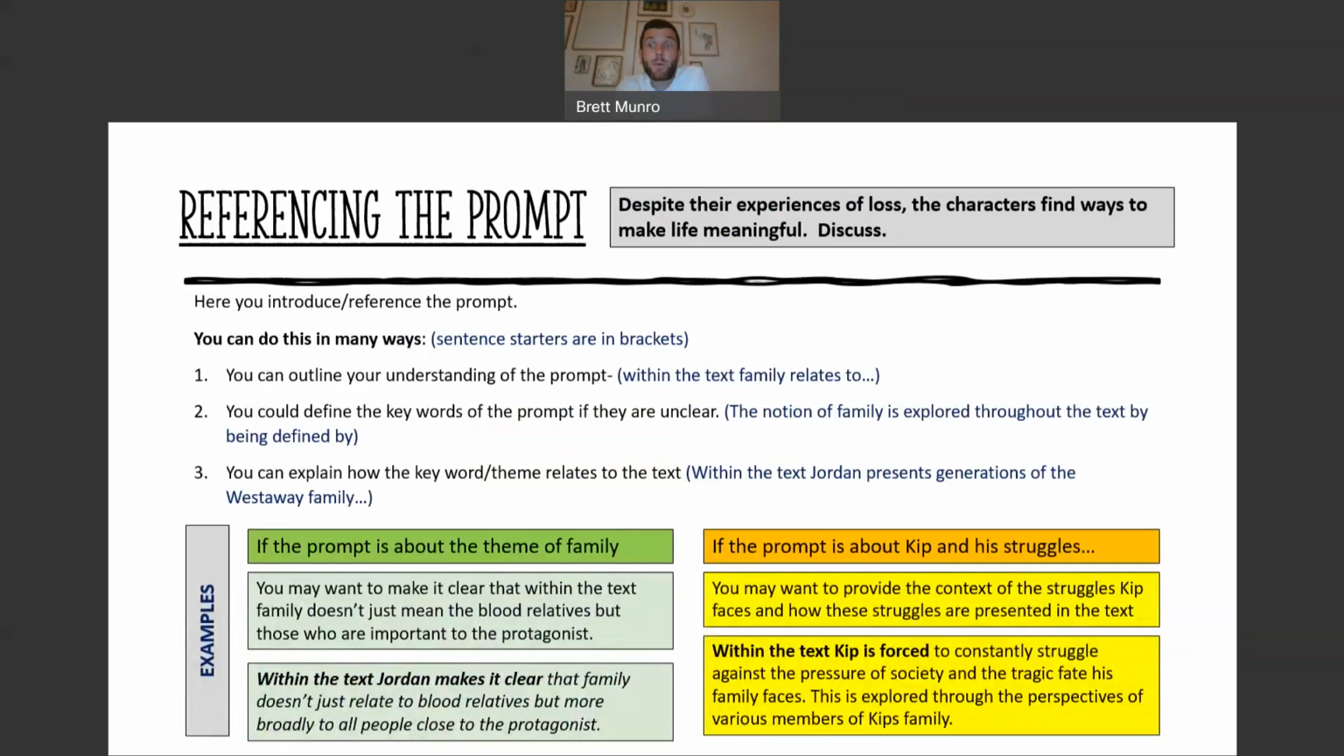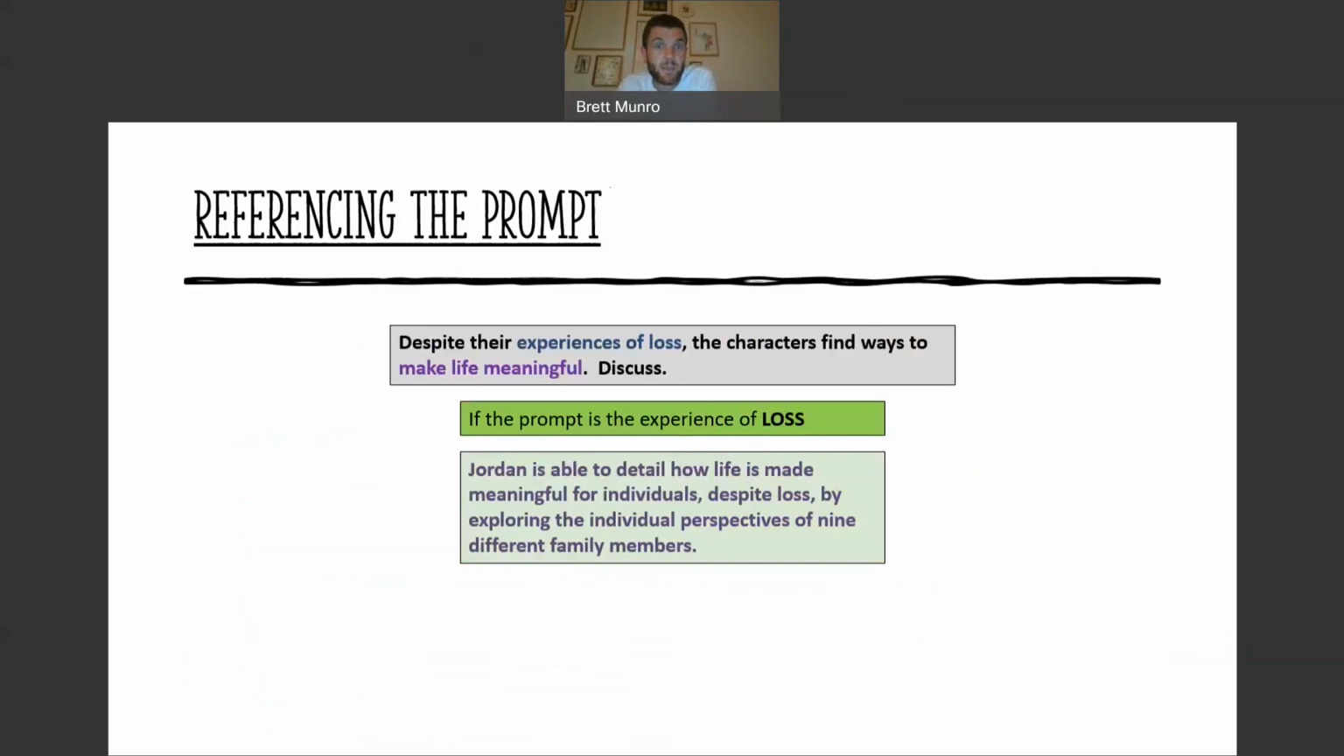So, how did we go about finding a reference to the prompt for our target prompt, which again is: despite their experience of loss, the characters within 9 Days find ways to make life meaningful. Discuss. Again, we started off by mentioning loss, and now we want to bring in a discussion of things that make life meaningful, or the ways that the characters make life meaningful. We would have something like this.